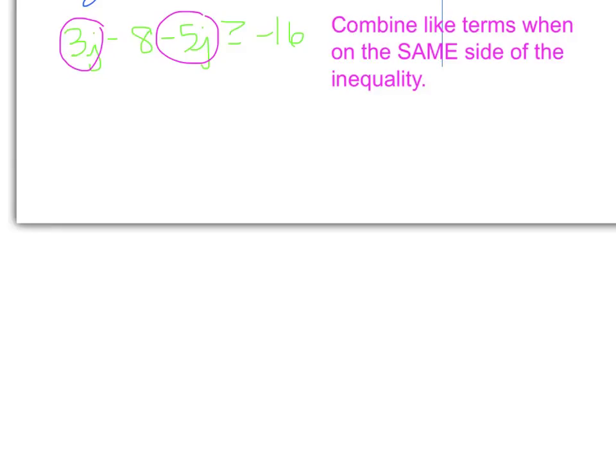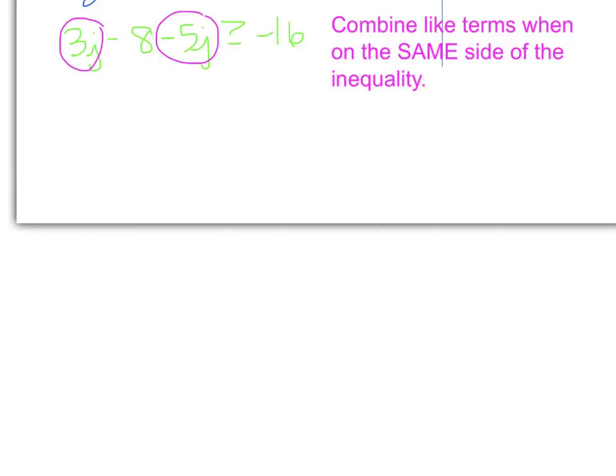Hopefully you have room. I want to do one more example with you that has like terms with it. So here I have 3j minus 8 minus 5j is greater than or equal to negative 16. So just like when we did our multiple step equations, I have like terms here on the left side of my equation. So since they're on the same side, I'm going to combine the like terms.